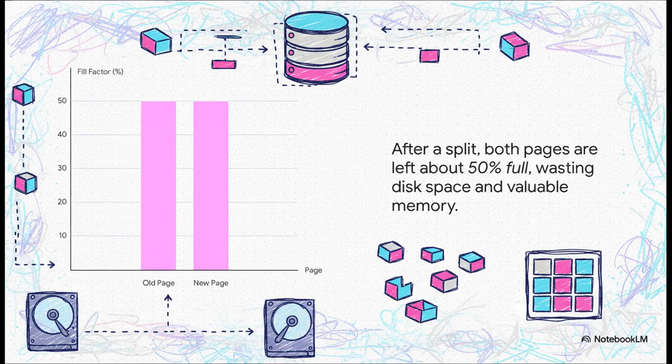And the long-term damage? It's even worse. After that split, you're left with 2 pages that are now each only about 50% full. This is what we call fragmentation. You're now using twice the disk space and, more importantly, twice the precious memory cache to store the exact same amount of data. You are literally paying for RAM to cache empty air.